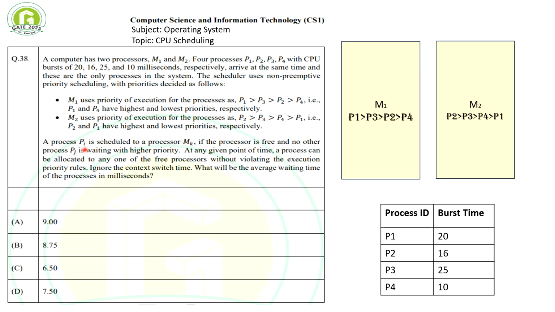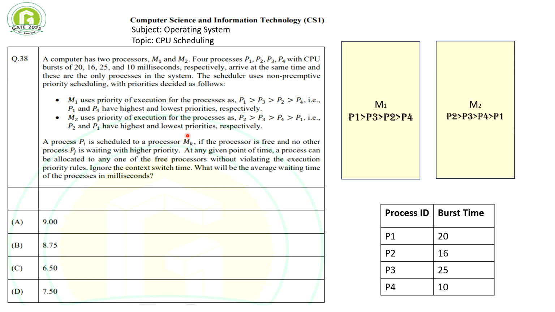A process Pi is scheduled to a processor Mk if the processor is free and no other process Pj is waiting with higher priority. At any given point of time, a process can be allocated to any one of the free processors without violating the execution priority rules. Ignore the context switch time. What will be the average waiting time of the processes in milliseconds?